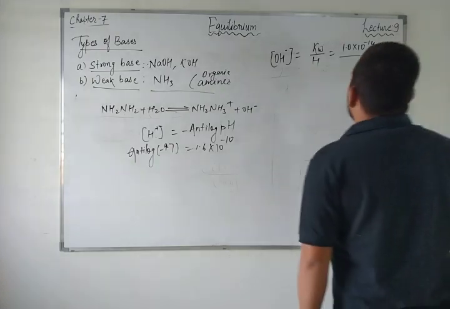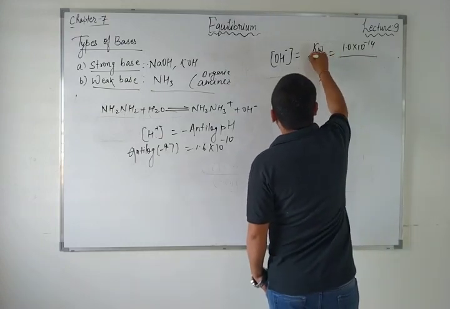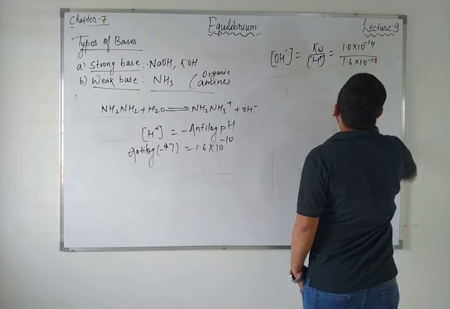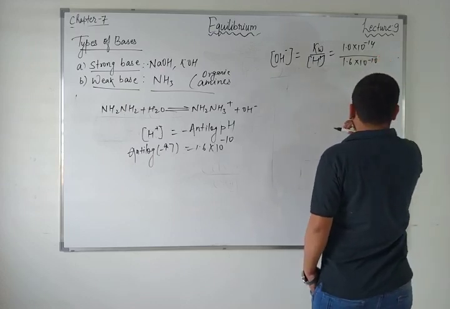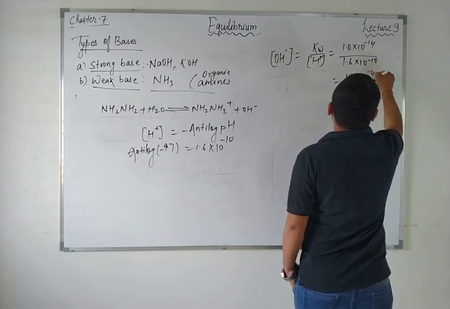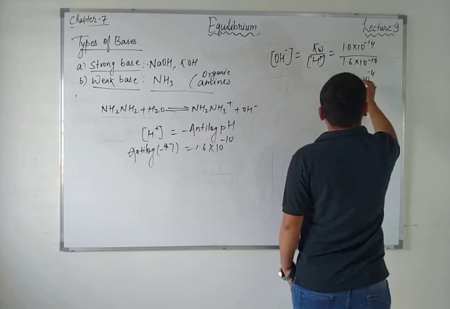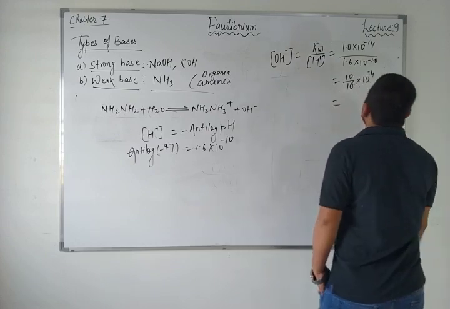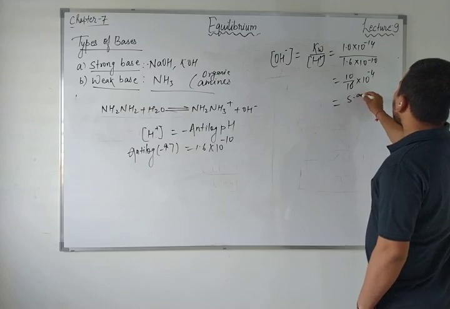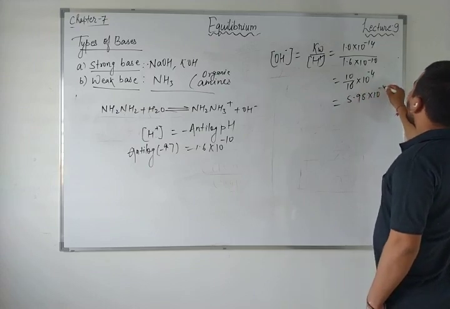Yes or no? Yeah, definitely. So the value of H plus is 1.67 into 10 to the power minus 10. So what will be the value? Can you tell me? 10 upon 1.67 into 10 to the power minus 4. As you divide, the value will be 5.98 into 10 to the power minus 5.